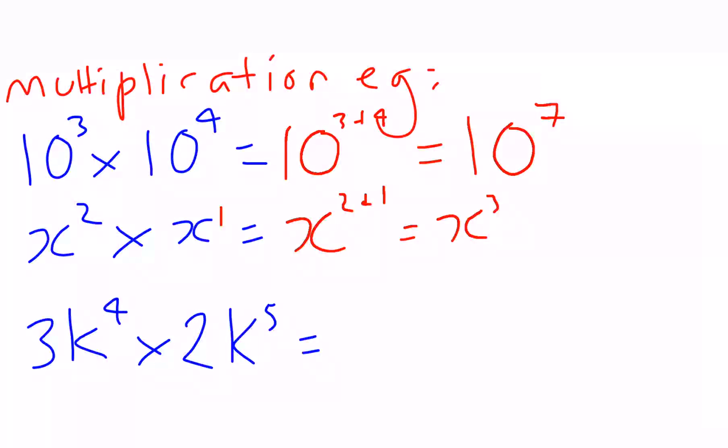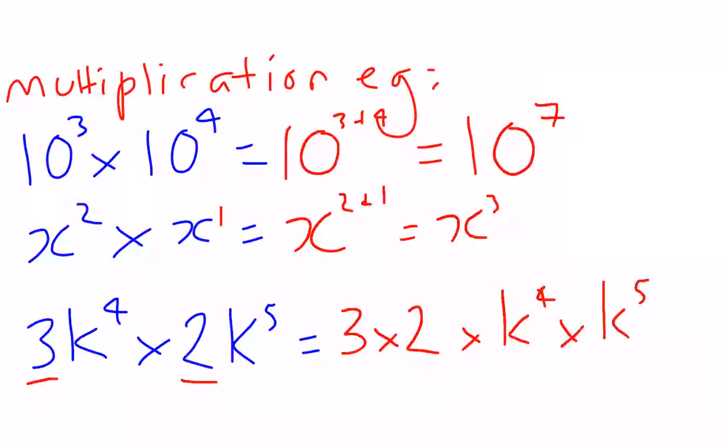With the last question, 3k to the power of 4 times 2k to the power of 5, we've put coefficients in. Coefficients, of course, are the numbers in front of an algebraic term that we multiply them by. Well, remember we're allowed to rearrange multiplications. So this is really 3 times 2 times k to the power of 4 times k to the power of 5. Rearranging it helps us realize that we need to multiply the coefficients.